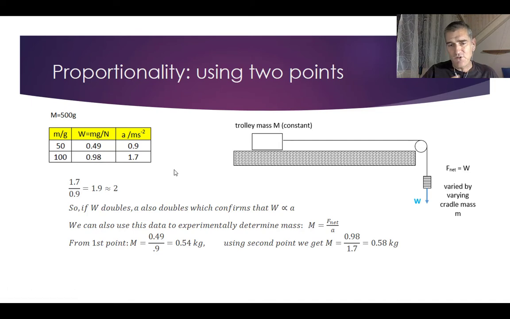She could also use her experimental results, like Marcus did, to find out the practical determination of the trolley mass, which is in this case the inertial mass, by dividing the net force by the acceleration to get 0.54 for the first point, which is what Marcus got, and for the second point, 0.98 divided by 1.7, which gives you 0.58, a little bit off, but within the realms of experimental uncertainty. Then she's not too unhappy with that.